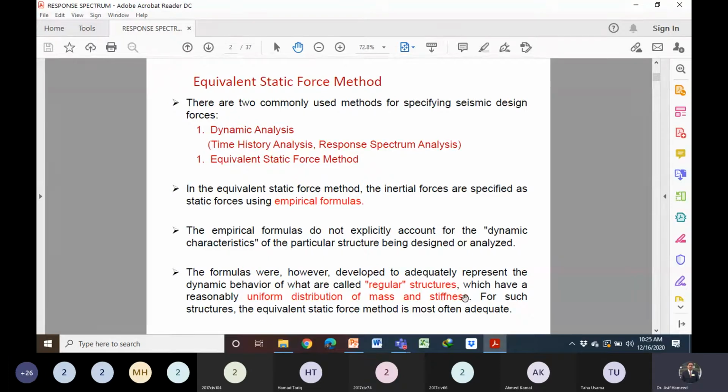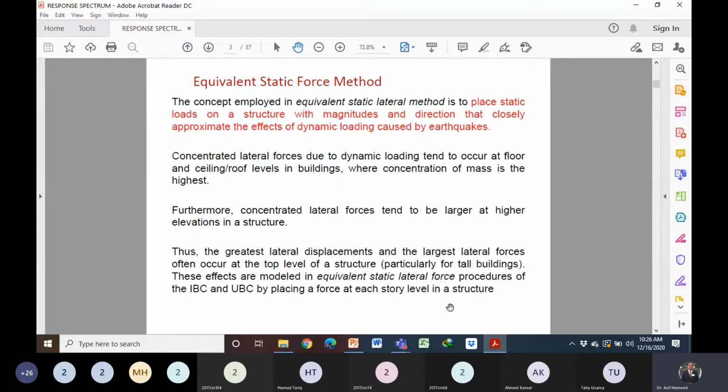What could be the different possible irregularities in the plane or in the elevation? We will discuss in detail in the next lecture. So at this stage, just remember that this method has some limits. If those conditions are satisfied, we can use this method. If those conditions are not satisfied, we cannot use this method. So for the regular structure, in which we have the uniform distribution of mass and stiffness, we can use this method.